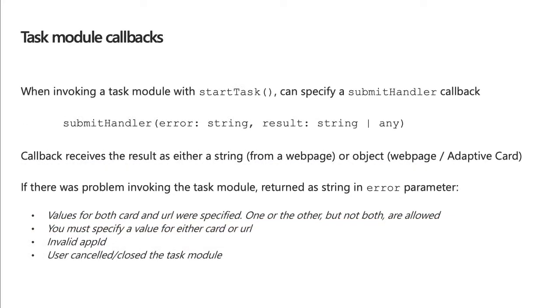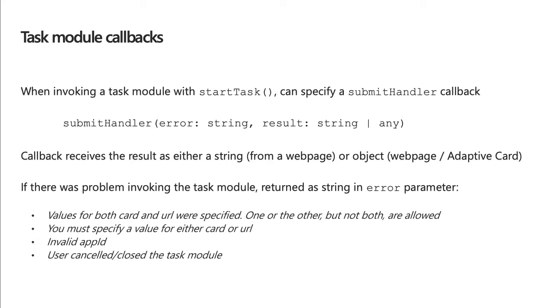The second parameter of the start task method is a callback, and this contains two parameters, an error string and a result. The result can be either a string or an object. The callback is executed when there is either an error invoking the task module or when the task module submits a value back to the tab. In the case of a web page, this is done using the submit task result method in the JavaScript SDK.